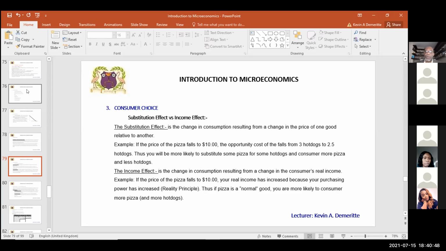So what we're always focusing our attention on here is that from a rational consumer perspective, they're going to base their decision making on the price of the product and how the price of that product may change. Okay.